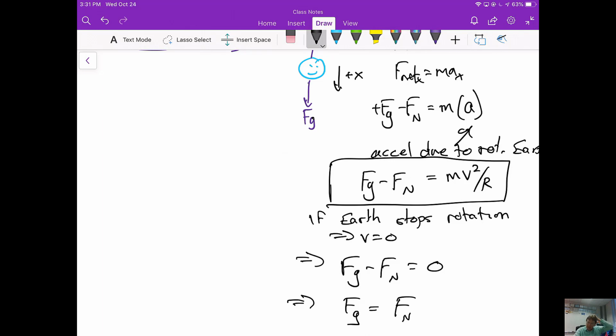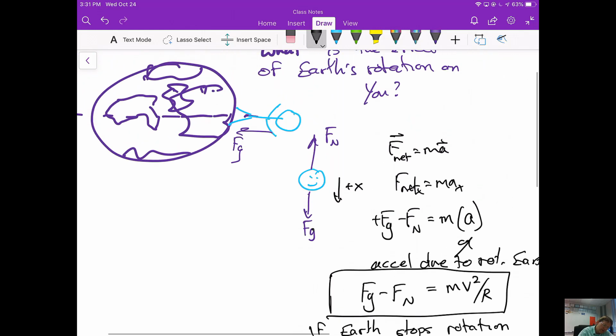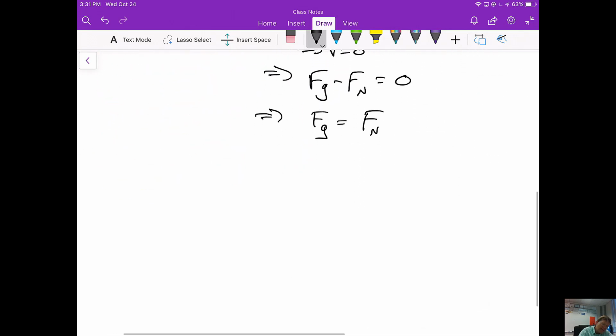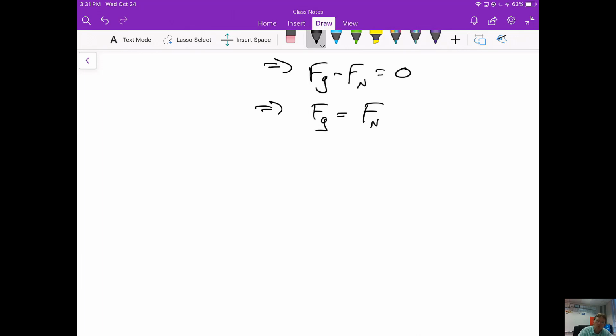So actually, when we have an object flat on a surface and we say that the gravitational force is equal to the normal force if there's no other forces acting on it, that situation is where we're assuming the Earth is not rotating. So up until now, we've always assumed the Earth is not rotating. But for the sake of this problem, let's include the rotation of the Earth. So back to our original question, what is the effect of the Earth's rotation? The effect is that it effectively changes our weight, right? Because this equation is no longer true.